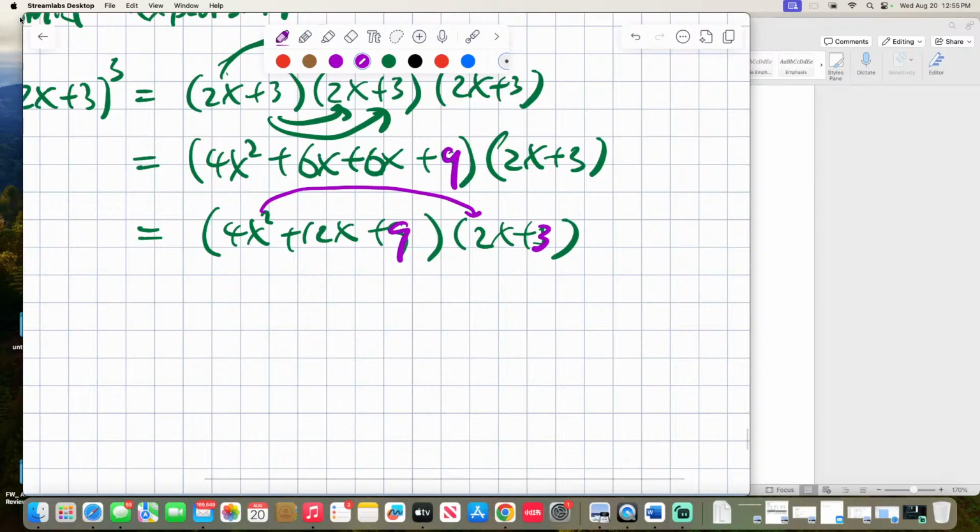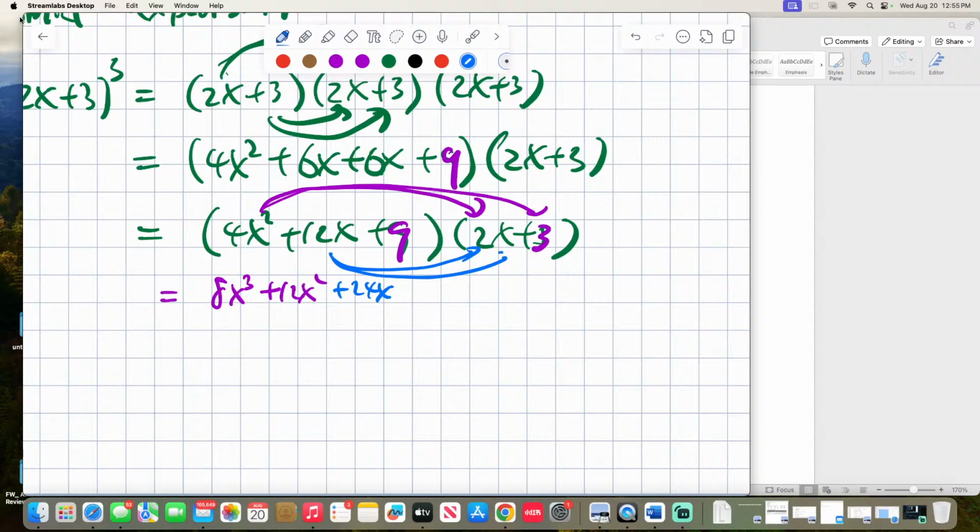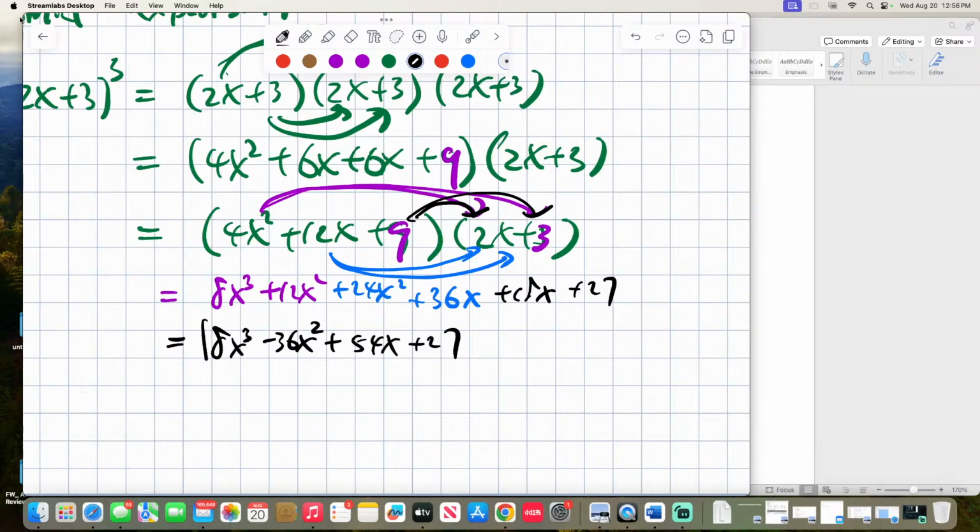Now I'm going to distribute again. So this is going to distribute twice. So that is going to be 8x cubed plus 12x squared. And then for this part, I'm going to be plus 24x squared and 36x. Is that okay? And for this part here, it's going to be plus 18x and then plus 27. And you see this is 8x cubed plus 36x squared plus 54x plus 27. And this is the final answer.